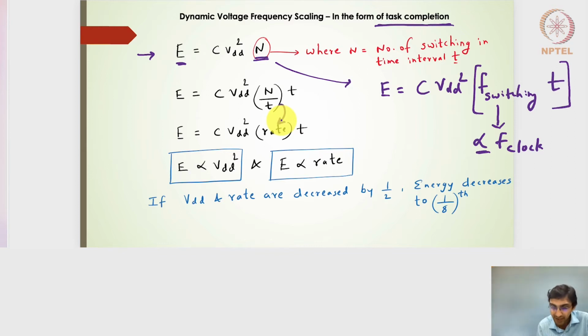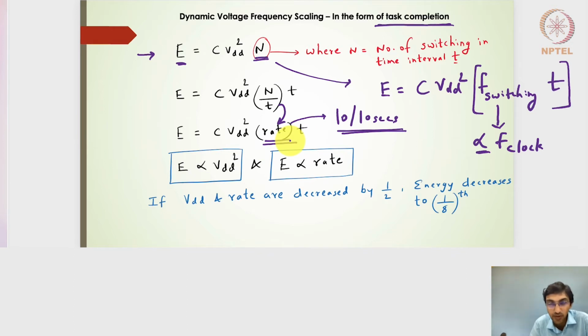Or in an absolute way, we can also say that it is 10 switching per 10 seconds, so it is nothing but one switching per 1 second. So we can also define the rate in terms of the number of switching per second. But generally, this rate is basically a normalized value.